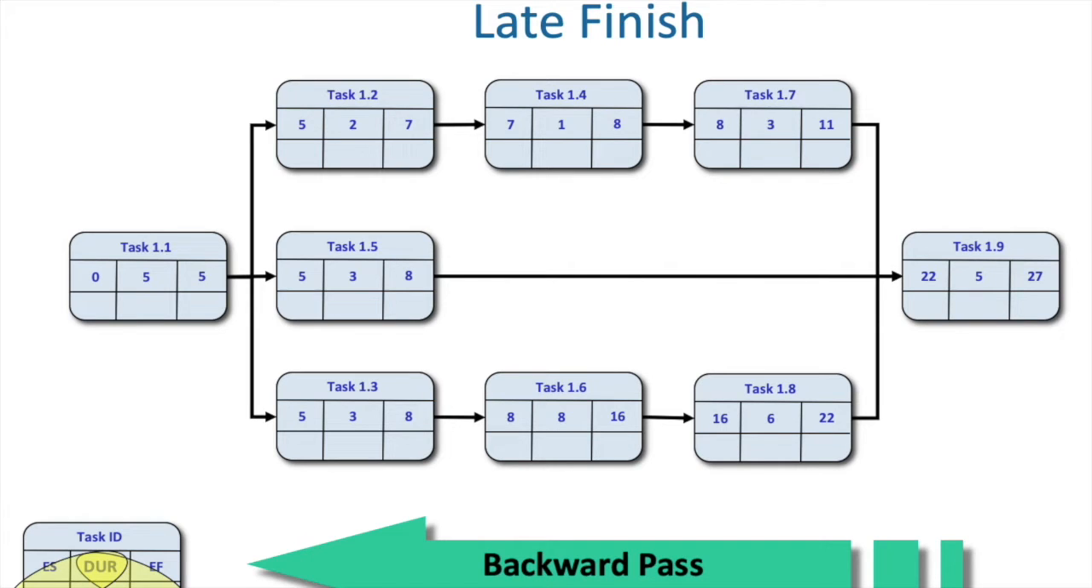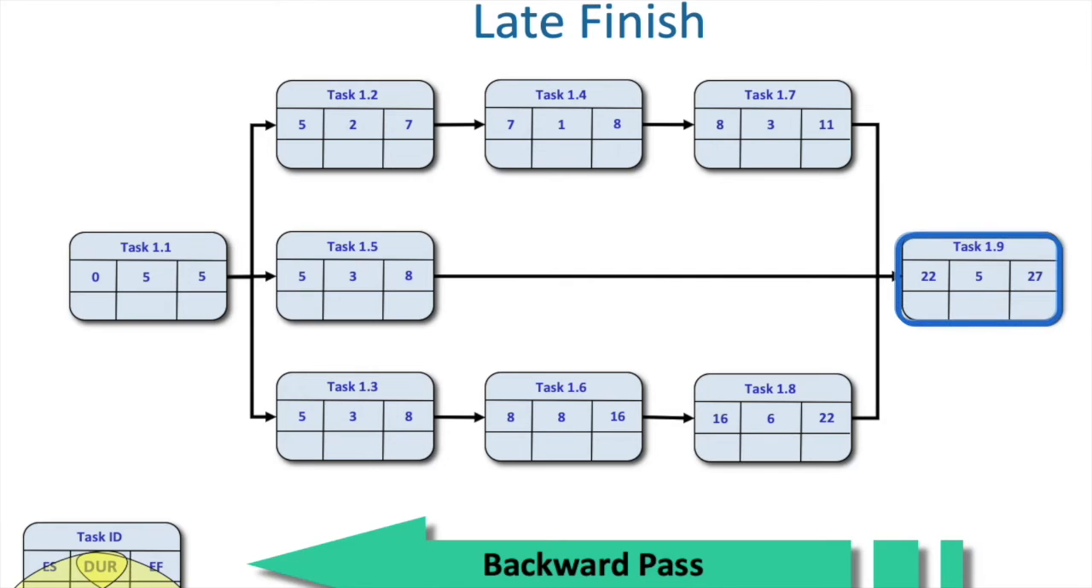Now we're going to do what's called the backward pass. We're going to start at task 1.9 and we're going to end up at task 1.1. And how we calculate that is we want to compute the latest a particular task can start, and we do that by taking the latest it can finish minus duration. Let's have a look at it.